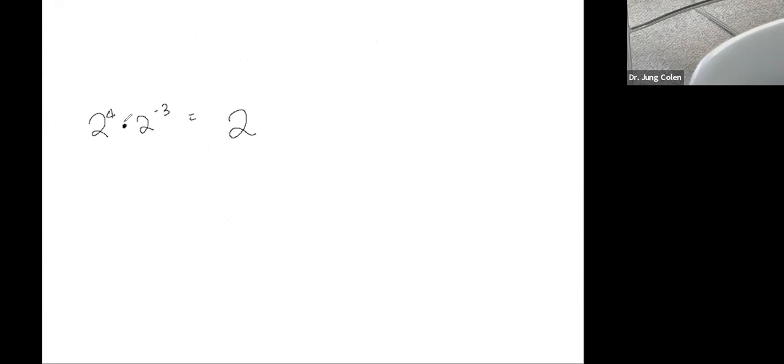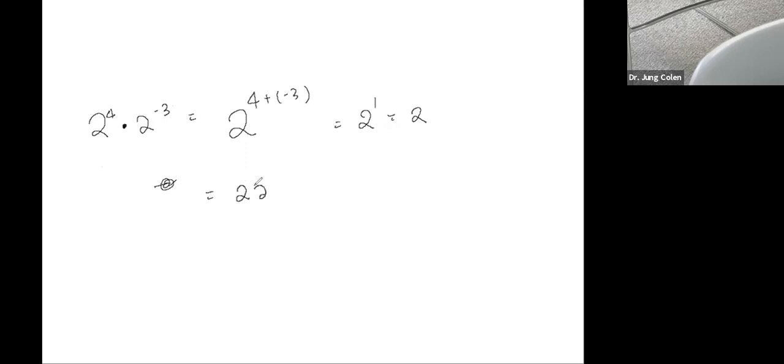Since it's multiplication, we know that we're going to use the addition of the exponents, right? 4 plus negative 3. So it's 2 to the what power? 4 minus 3? 1. This is just 2. So that's one way. If you know the rule, you can just add them together because it's multiplication with the same base, right? Or you can just extend it.